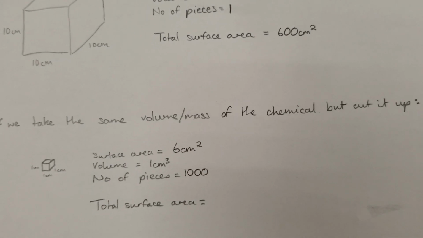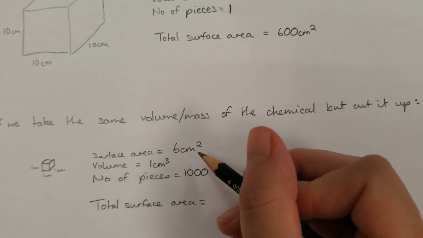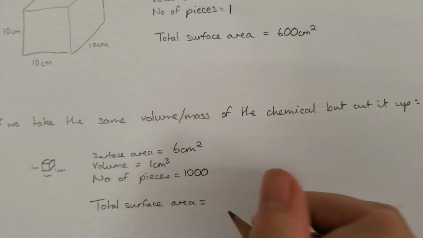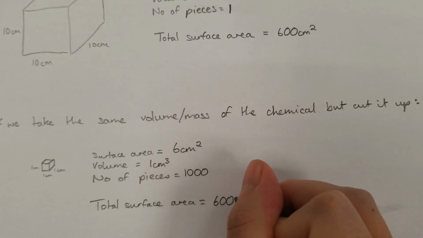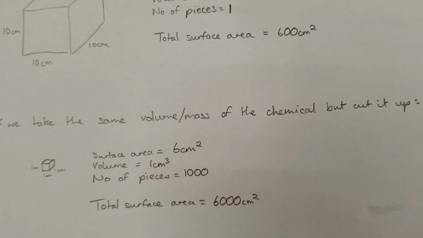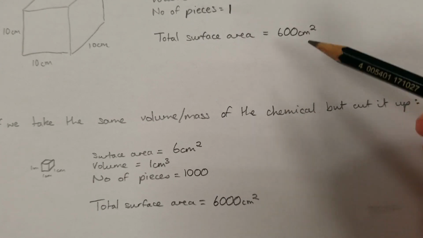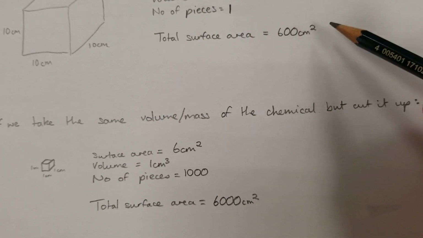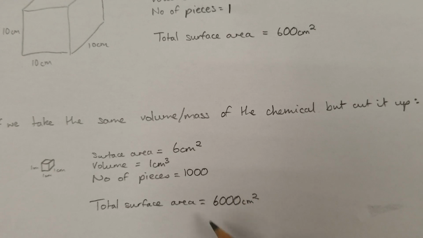our chemical, which means our total surface area is now 6 centimeters squared times 1,000, so it is 6,000 centimeters squared, a much 10 times bigger surface area than our big chunk. This means we have far more particles exposed for the reactants to collide with.